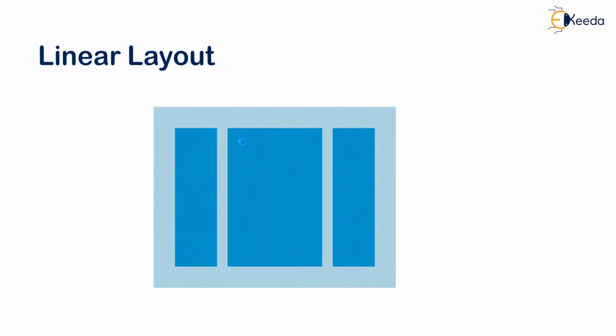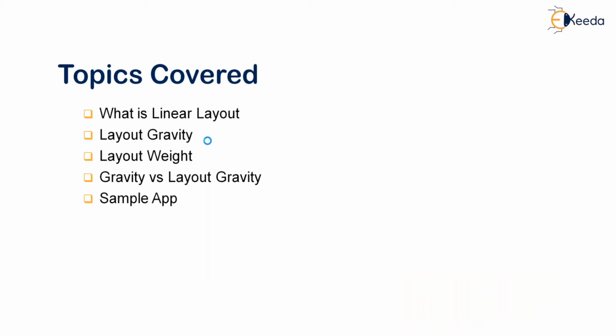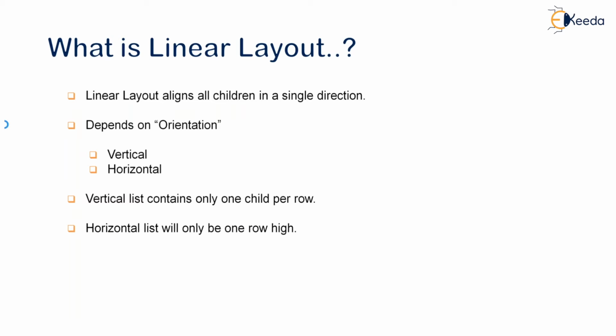What is meant by linear layout? What is the difference between gravity and layout gravity? And how to set a weight for a particular component, and a simple application on this implementing all the features. What is a linear layout?